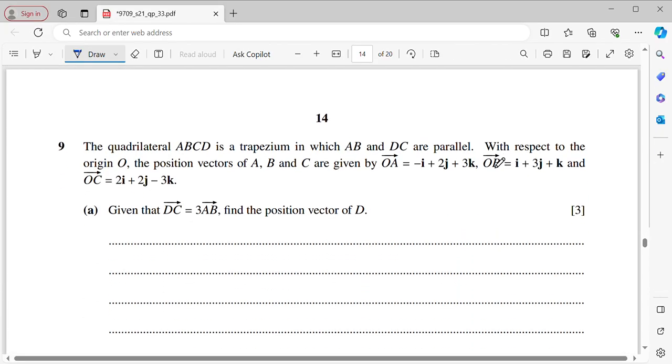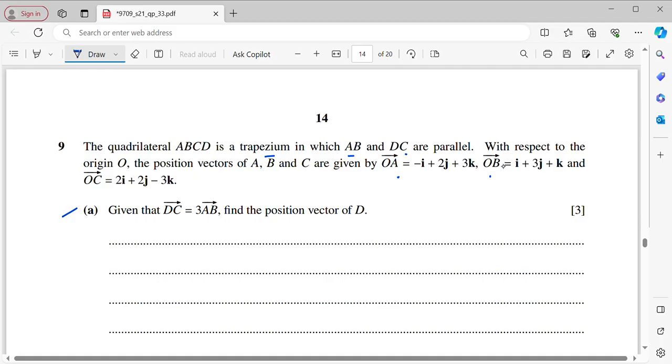Okay, so let's move on to the next question, number 9. The quadrilateral ABCD is a trapezium in which AB and DC are parallel. With respect to the origin O, you are given three position vectors OA, OB, and OC, given that vector DC is 3 times vector AB. Find the position vector of D.